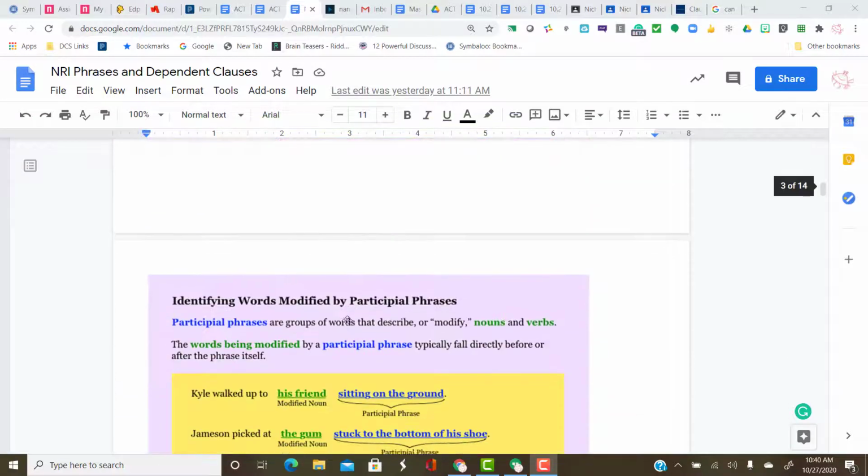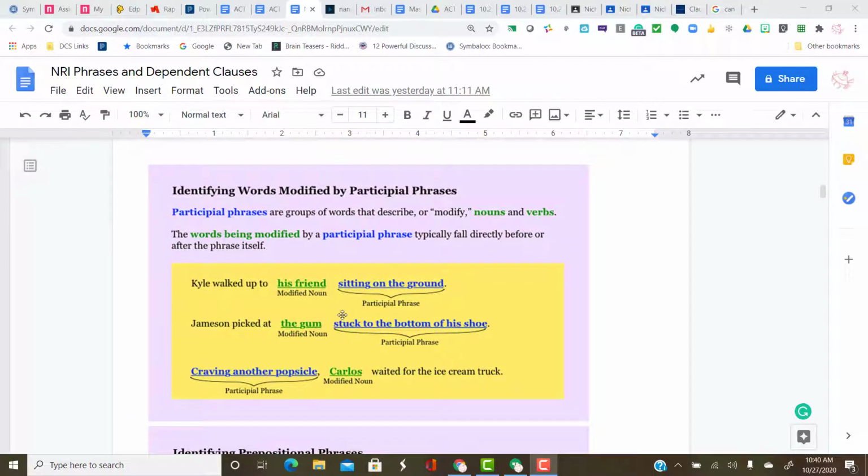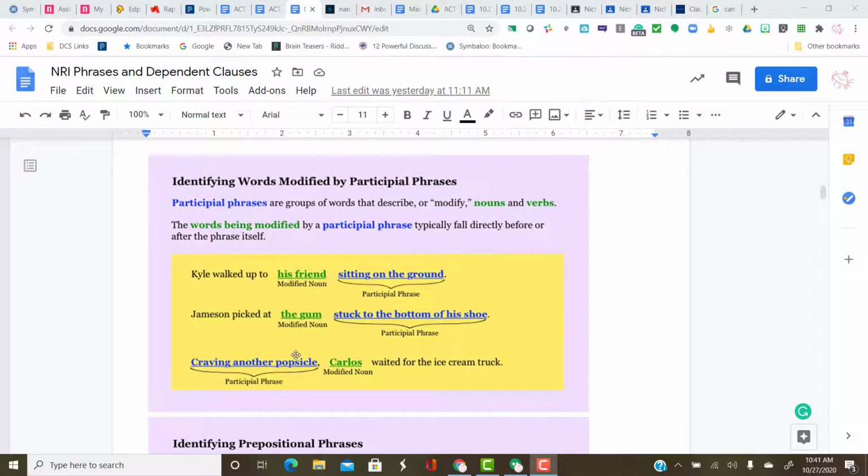All right, slide 5. Next type of phrase, participial phrase. A participial phrase usually comes immediately before or after the noun or verb it modifies. Kyle walked up to his friend sitting on the ground. Sitting on the ground describes his friend. Which friend? The friend sitting on the ground. This one comes right before. Craving another popsicle, Carlos went to the ice cream truck. Craving another popsicle describes Carlos. Which Carlos? The Carlos craving another popsicle.